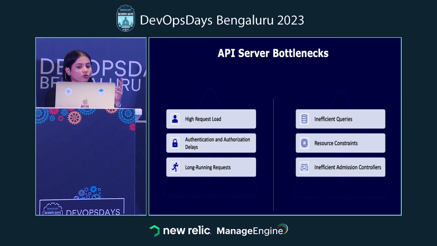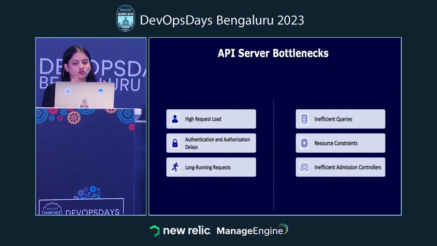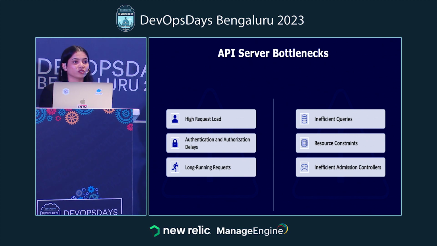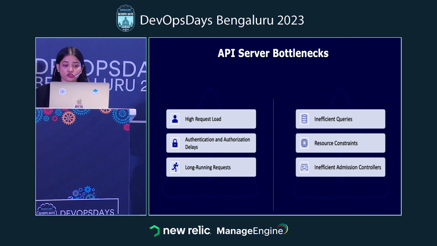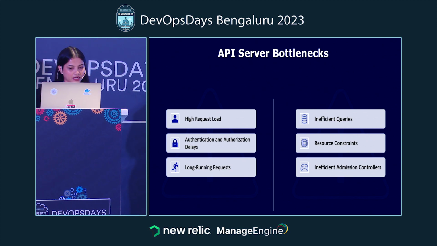Next, we have the authentication and authorization delays. When the auth processes are slow, it can delay the API responses, especially in environments with complex or slow identity providers. You can implement efficient auth mechanisms and consider caching and access control policies to reduce the latency. You should also use identity providers that are optimized for speed and reliability.